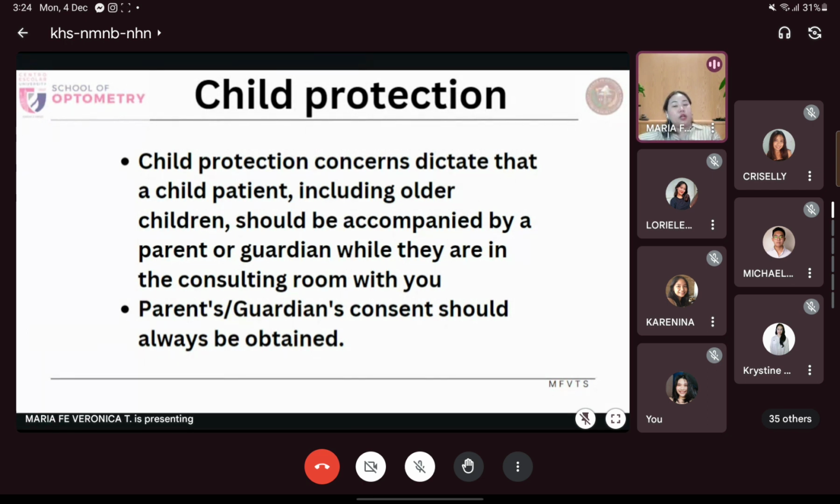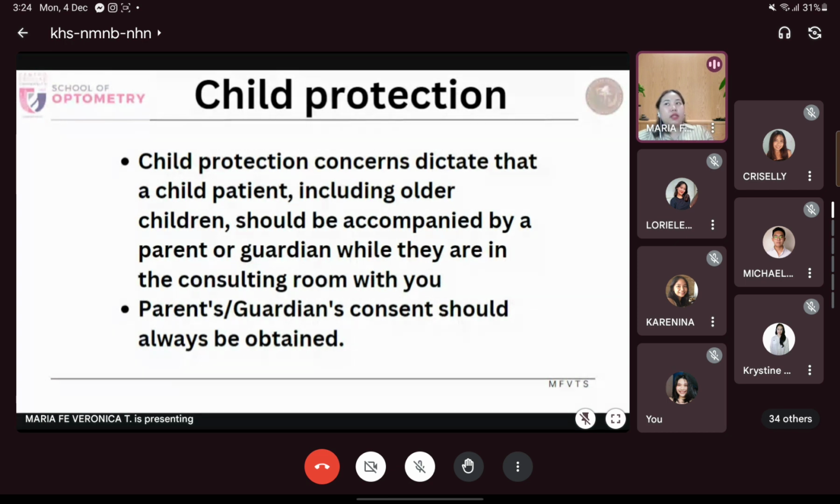For example, magsa-cyclodrops ka, syempre, ang effect nun, di ba, is dilated pupil. So, expect mo, sensitive siya sa light, mabilis siyang masilaw, hindi siya makakapag-phone, hindi siya makakapagbasa. So, before you instill drops, you should explain to the parent or to the guardian kung ano yung gagawin mo, kung ano yung effect niya sa bata, and ano ba yung expect niya, kailan mawawala yung effect ng drops.